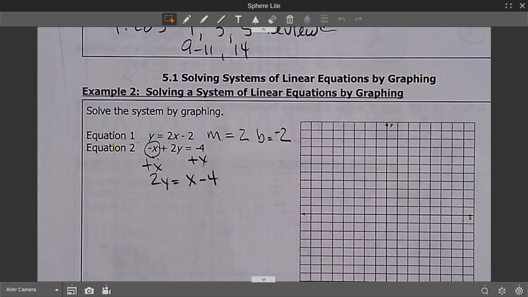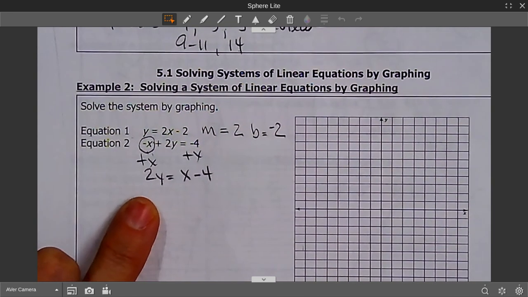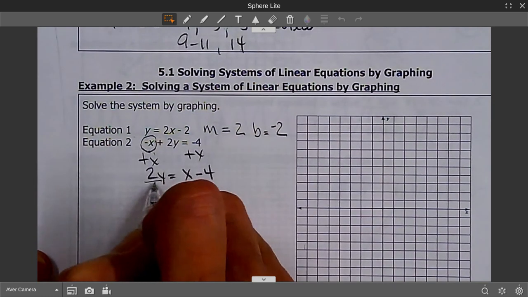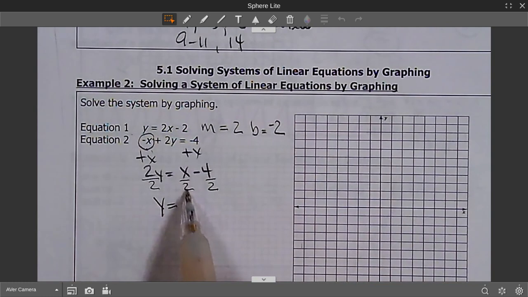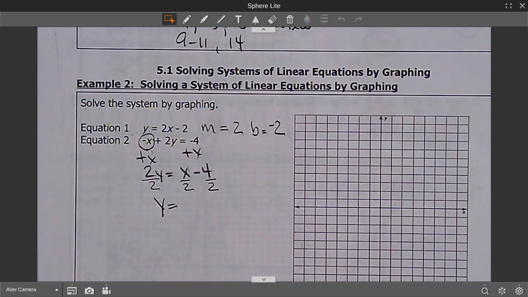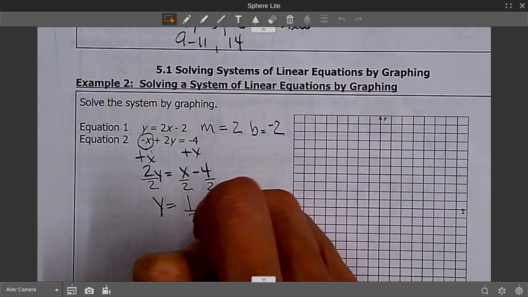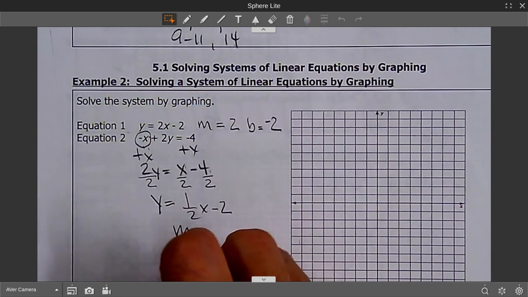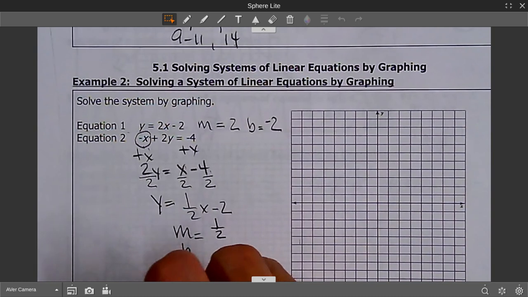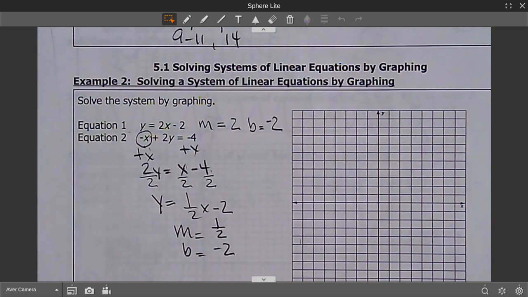Are we good? So we're still not done though because my y is not alone, right? So we got to divide everything by 2. This is weird though. What's another way of writing x over 2? 1/2 x. What's 4 divided by 2? Now we can do our m, which is 1/2, and our b, which is -2.